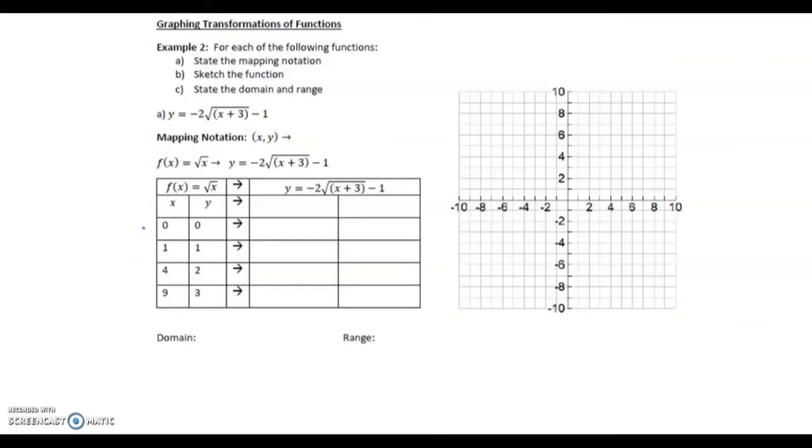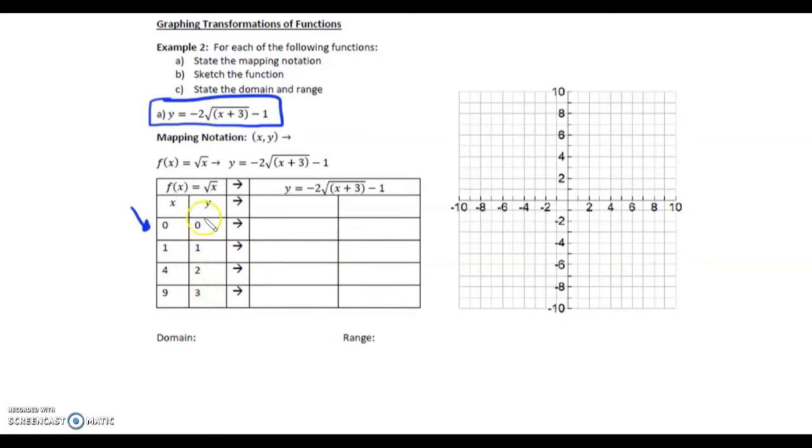Now what we're going to do is graph transformations of functions. Okay, so example 2, for each of the following functions, we're going to state the mapping notation, sketch the function, and then state the domain and range. Okay, so we have the first equation. So it's a root function. I already filled in the root function for you: 0, 0, 1, 1, 4, 2, 9, 3.